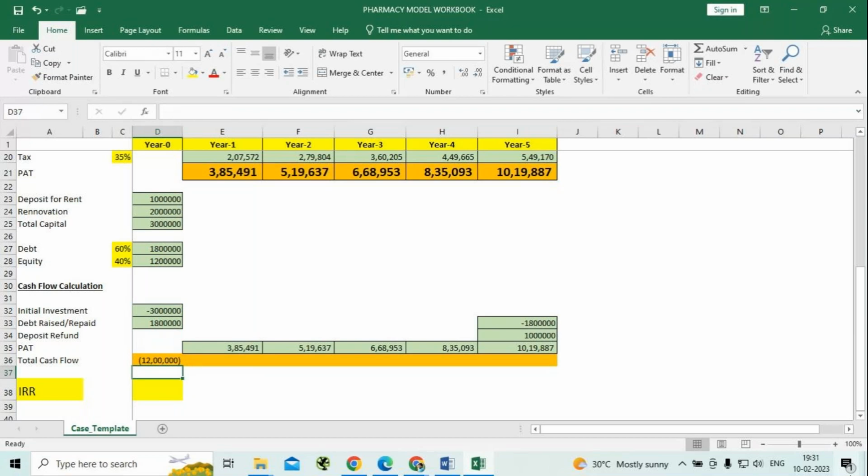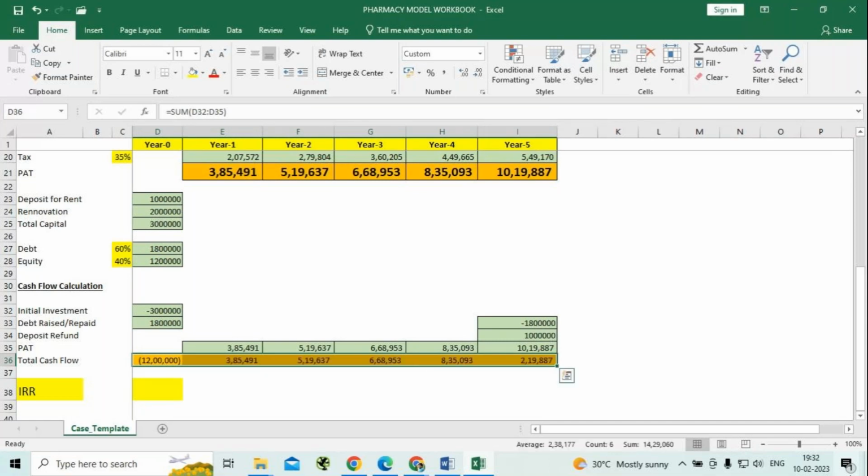Okay. So drag it for the other years. So this is the total cash flow we have. Then finally we are supposed to find the IRR, that is, the internal rate of return.